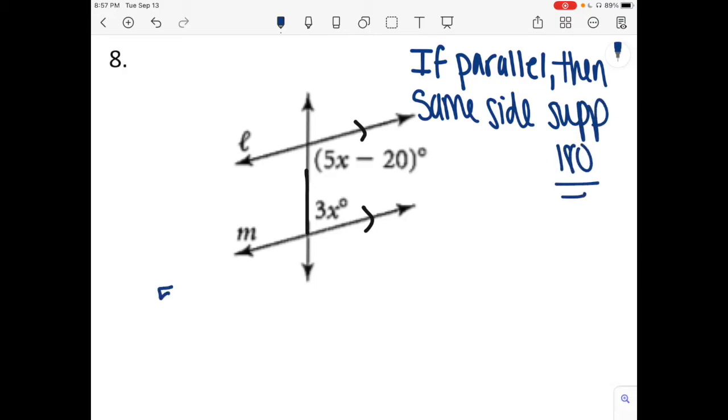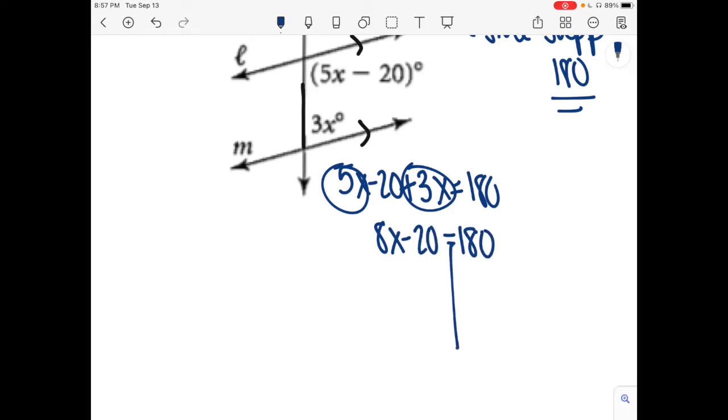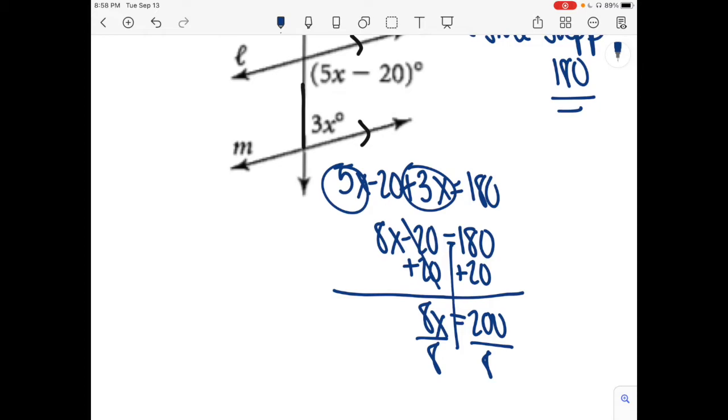So we're going to add these pieces together. So 5x minus 20 plus 3x should equal 180. So I'm going to say, okay, 5x plus 3x is 8x minus 20, and then equals 180. So then the next step would be to get all the stuff on the other side. So I'm going to add 20 to both sides. So now I have 8x equals 200. And then divide both sides by 8 to get x alone. You get x equals 25.